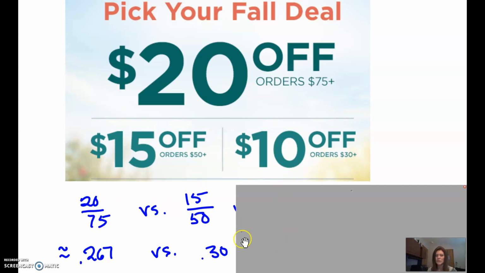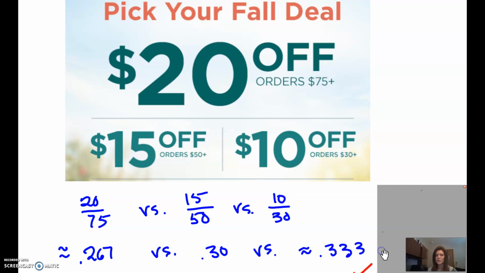And then this last one is 10 off of 30. Well, when you put that in your calculator, you recognize that that is 0.333 or 33.33%. That's actually your best deal. You're getting more off for your money if you go with, hey, I'm going to place a small order and I'll get 1/3 off of my cost. So the biggest dollar sign isn't always the best thing.